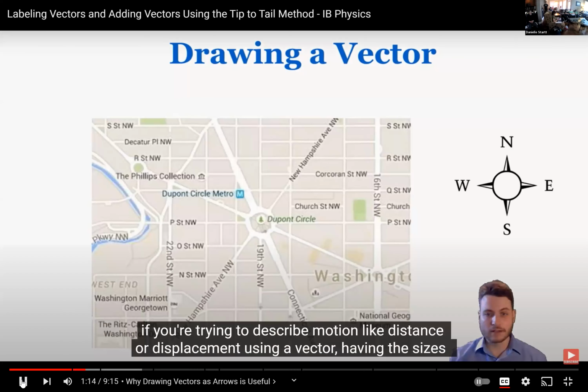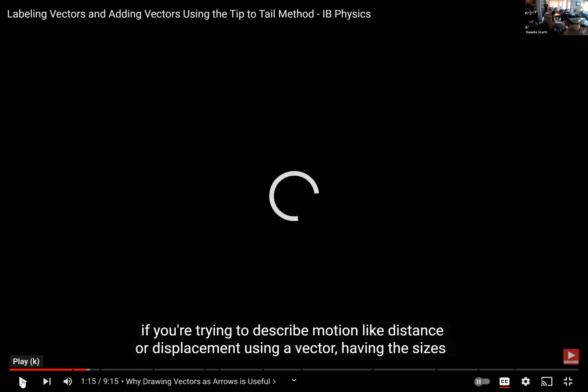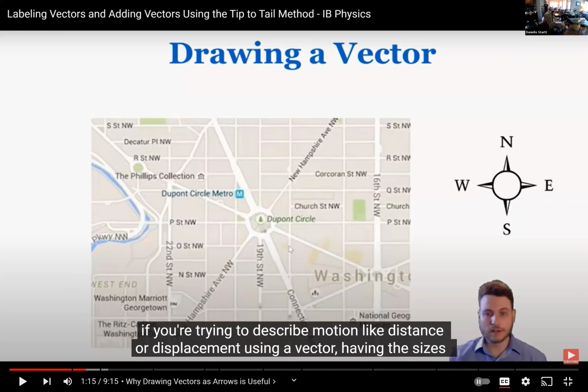Good. Hang on, let me pause so we can buffer a minute. By the way, does anybody know where this is? It says DuPont Circle, Washington. Washington DC. That's where DuPont Circle is. All right, man, you buffered.